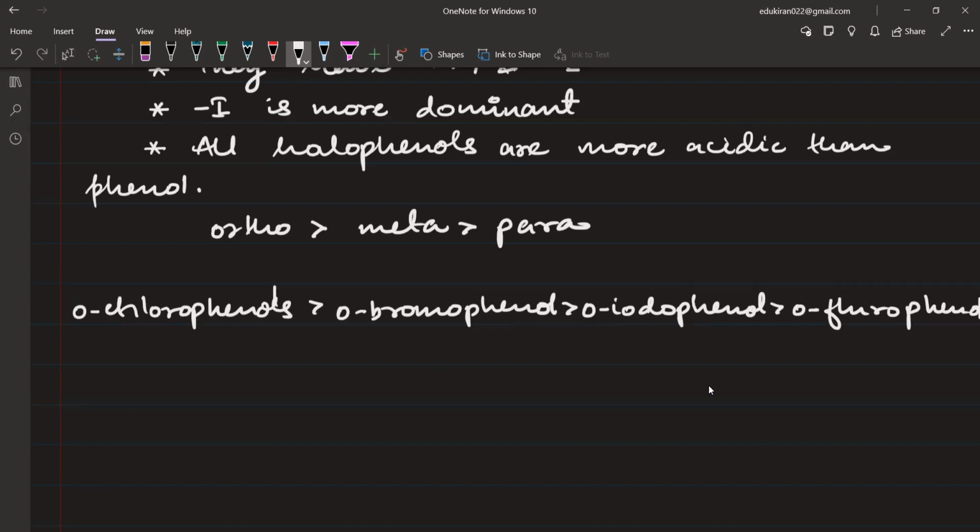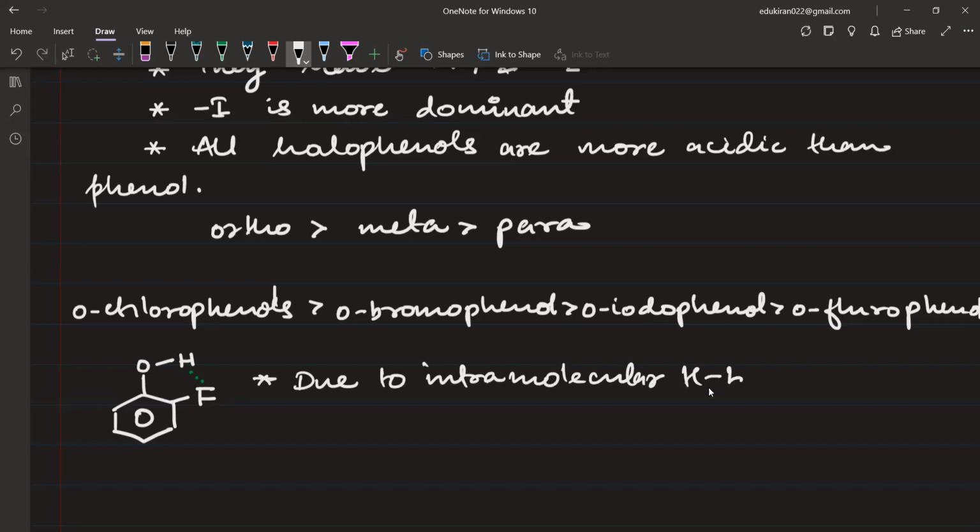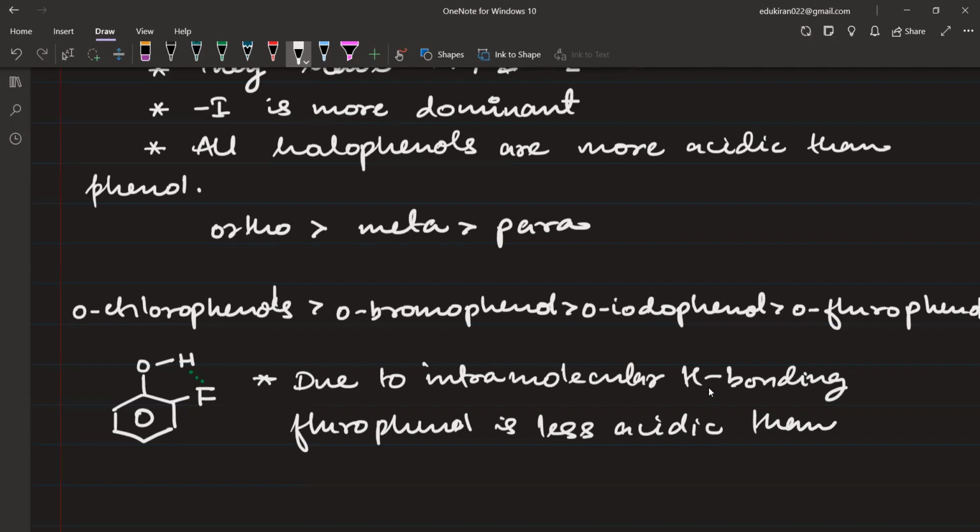and then O-fluorophenol. Now you will be asking, sir, fluorine is most electronegative. Then why is it not most acidic? The reason is intramolecular hydrogen bonding. See, the structure of fluorophenol is something like this, and there is hydrogen bonding between hydrogen and fluorine like this. And that is why it is difficult to lose this H plus ion, due to intramolecular H bonding. Fluorophenol is less acidic than expected.